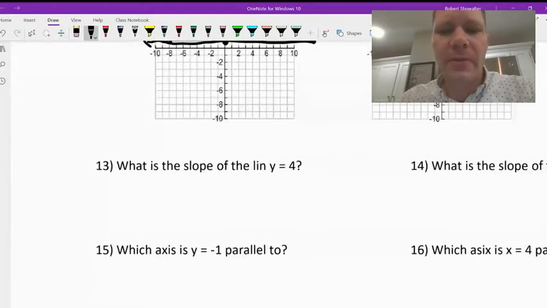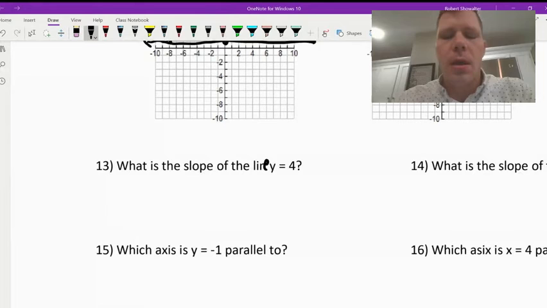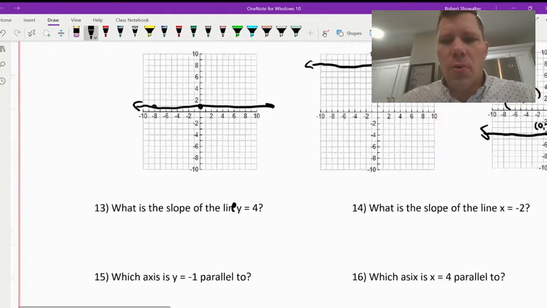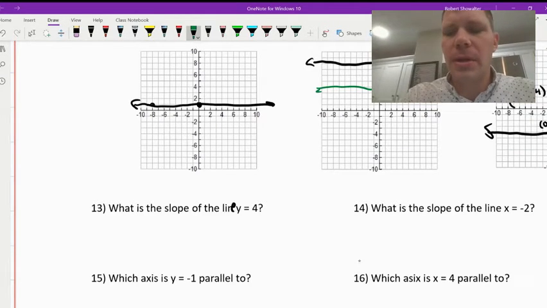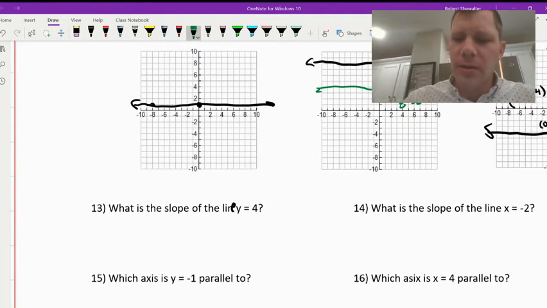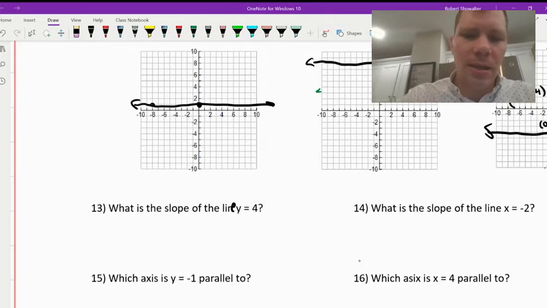Okay, some follow-up questions. What is the slope of the line y equals 4? So y equals 4 is a horizontal line. I'm going to give a little bit of help over here. If we drop 2 points, 0, 4, and another point, let's do 8, 4, where y is 0. If we go rise over run, we don't have any rise, so it's going to be 0, and run in that is going to be 8, which is 0. So the slope of a horizontal line, or y equals line, is going to be 0.